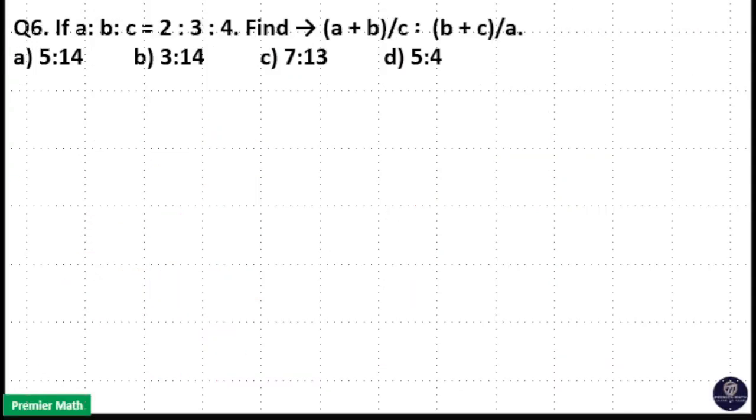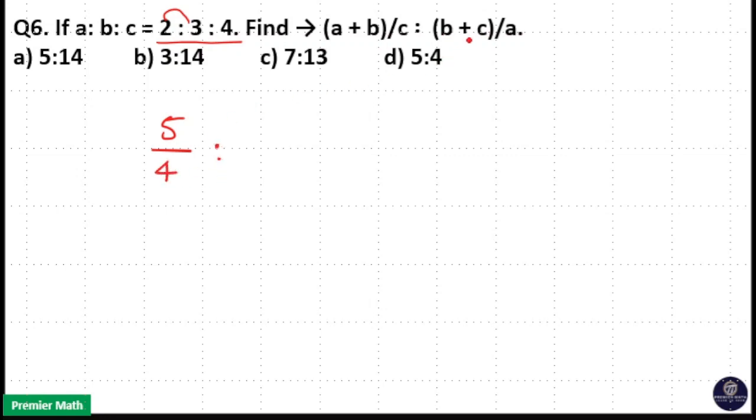Next is question number 6. If A is to B is to C is 2 is to 3 is to 4, find A plus B by C is to B plus C by A. Here A plus B is equal to 2 plus 3, 5 and C is equal to 4. So, A plus B by C is equal to 5 by 4.